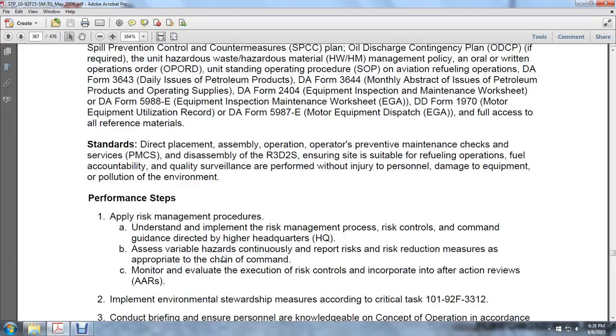Performance steps. 1. Apply risk management procedures. Understand the implementation of the risk management process. Risk controls: commander's guidance directly to headquarters. Assess variable hazards. Continuously report risk reduction measures to the appropriate chain of command. Monitor and evaluate execution of the risk controls incorporated into plans and after action reviews. Implement environmental stewardship measures according to critical task 101-92F-3312.